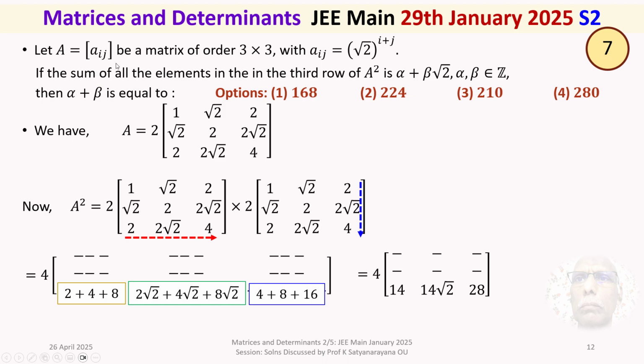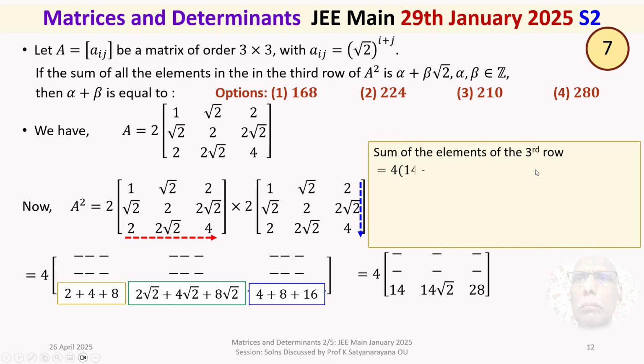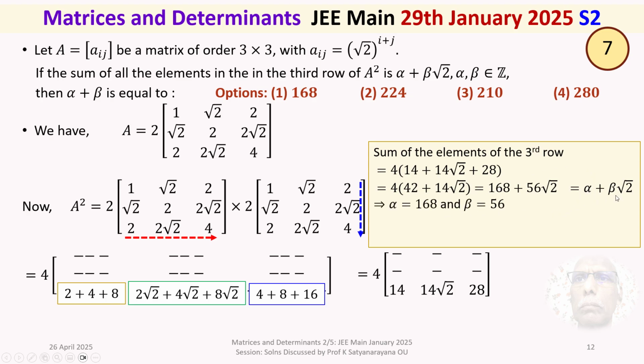We want to write the sum of all the elements in the third row of A square. So now sum of the elements of the third row is 4, 4 is outside, therefore you have to multiply every element inside. So 4 into 14 plus 14 root 2 plus 28. That is 4 times 14 plus 28, 42 plus 14 root 2. Multiply 42s are 168 plus 14s are 56 root 2. So this is given to be alpha plus beta root 2. Therefore alpha is equal to 168 and beta is equal to 56.